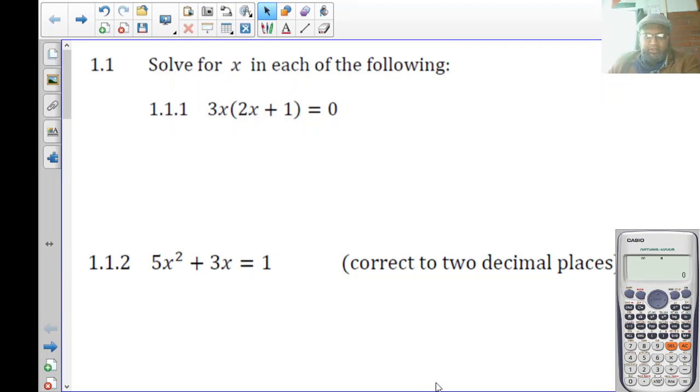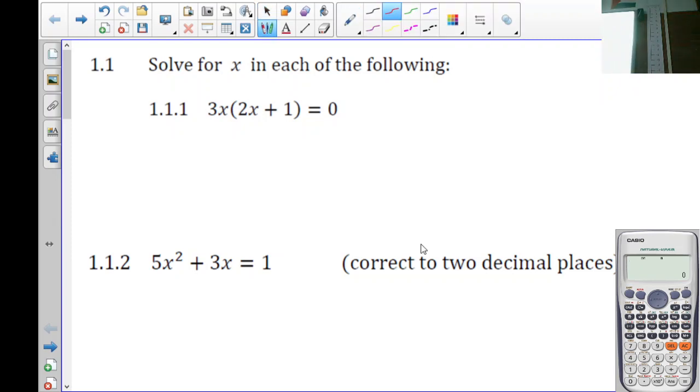Good morning. So today we're looking at question 1 from the Metro Central District Common Paper, September 2021. Okay, so with regards to the first question, the question says solve for x in each of the following. So the first sum being 3x times (2x plus 1) equals 0. As you can see here, the sum is already factorized for us.